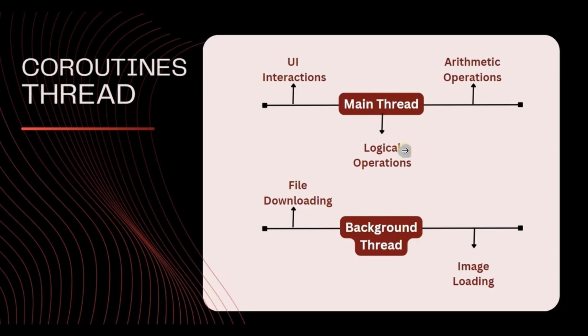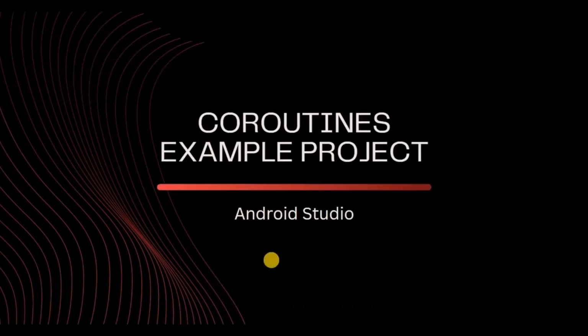See, the default thread is the main thread only, which is pretty good at handling UI related operations such as set on click listener and all. But if you tell the main thread to handle file downloading as well, then it will be like, I can't do it, tell dispatcher IO or a background thread to handle it. Now let's understand it better with a simple coroutine example project, okay?